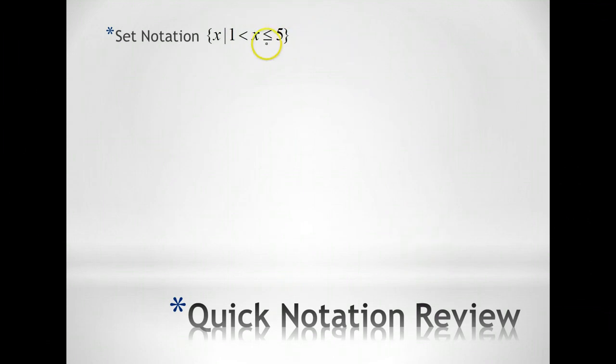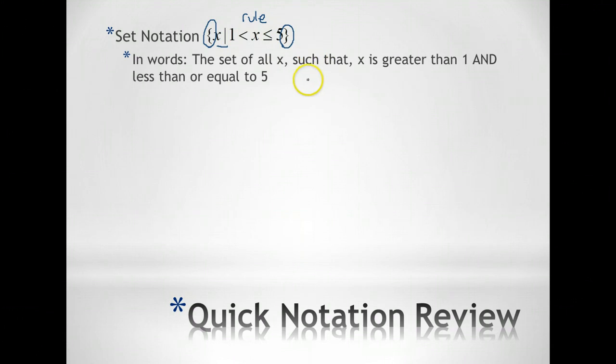Set notation, anytime you have inequality symbols, we're using set notation. Really, the important stuff about set notation are these curly brackets. And then basically what we're saying here, this first part, x such that, says here's my variable, and this part after the line is the rule for the variable. So the rule for x is that it has to be between 1 and 5. It can't equal 1, it can equal 5. So in words, I would say the set of all x such that x is greater than 1 and less than or equal to 5.